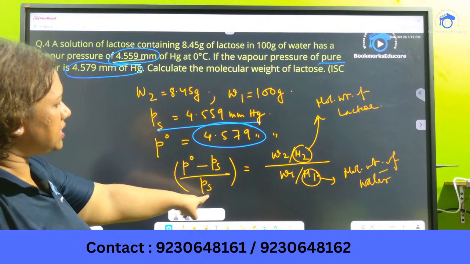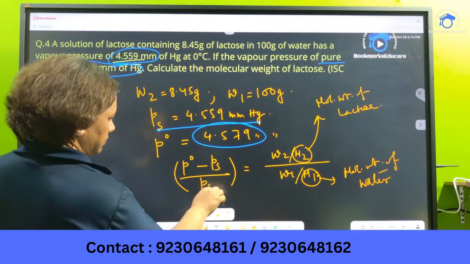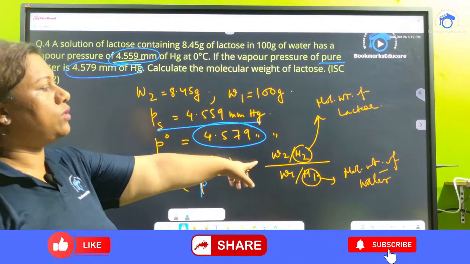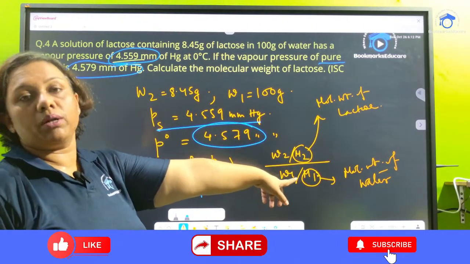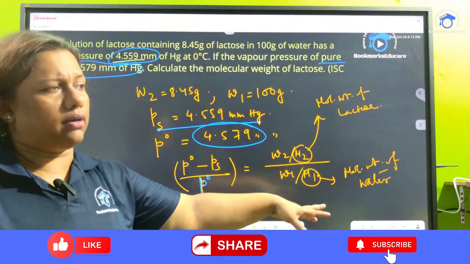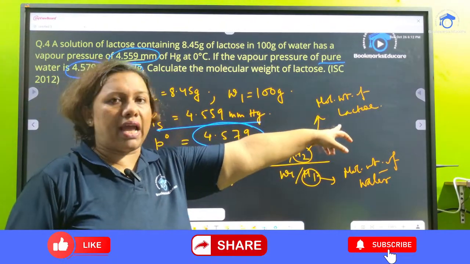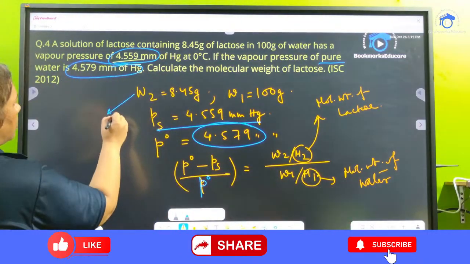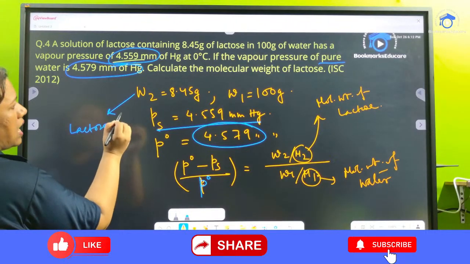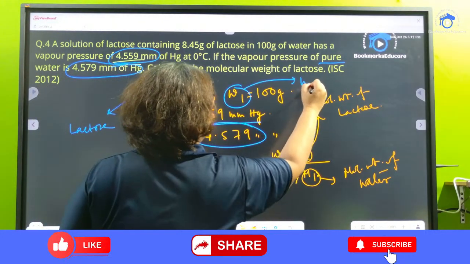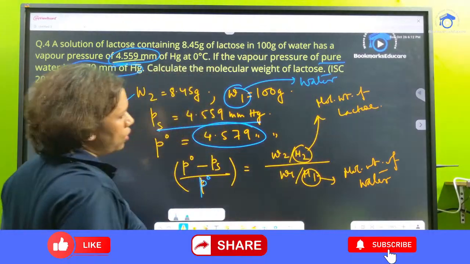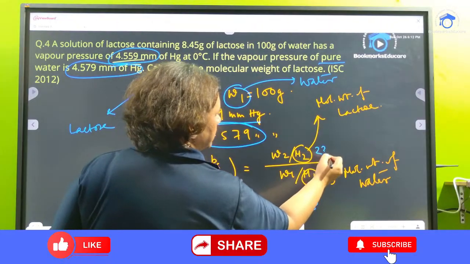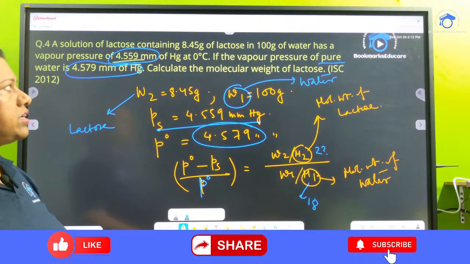P naught minus PS divided by PS is equal to W2 by M2 divided by W1 by M1. We have simplified earlier, and that M2 is for molecular weight of lactose and M1 is molecular weight of water. Okay, and this is for lactose and this is for water. So we know the molecular weight of water, that is 18. So we can calculate this one very easily. Have a screenshot.